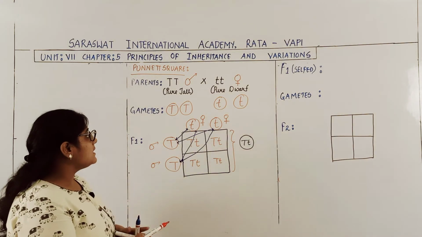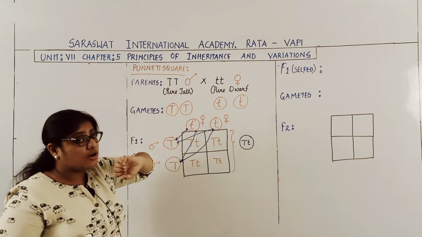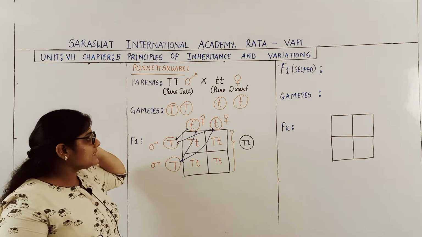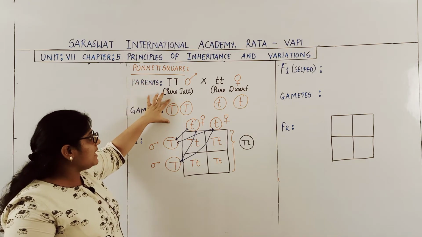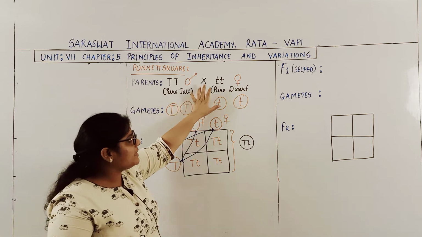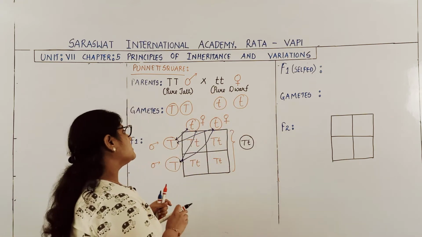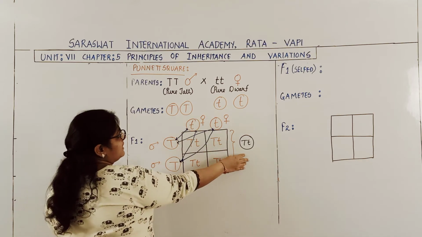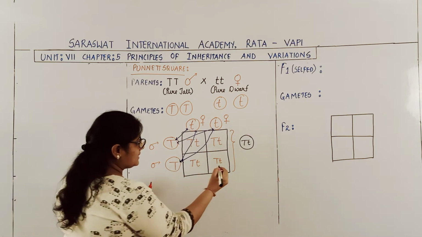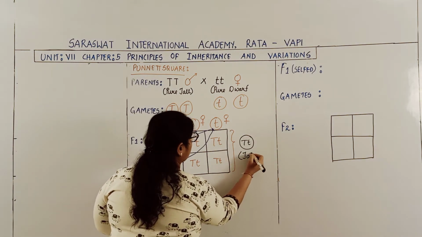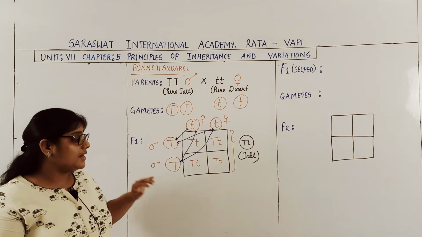The reason is the parents are pure tall and they are pure dwarf. So as they are pure, all the gametes of the male parent will have capital T, all the gametes of the female parent will have the allele small t. So of course all the fusion will result in the formation of the genotype capital T, small t. What would be their phenotype? They are tall, but they are hybrid tall.